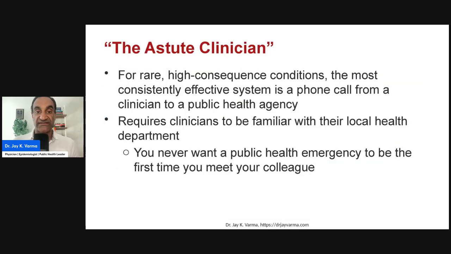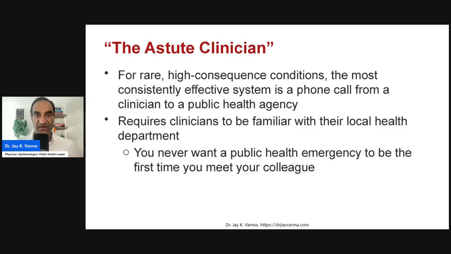Now, syndromic surveillance ideally catches all of the conditions that we're worried about, right? We're tracking cases of disease, we're tracking people with symptoms of disease, and we're tracking deaths. But it turns out that there is another form of surveillance that is critically important, and that has been hugely important in certain high profile health conditions, that we call the astute clinician. For rare, high consequence medical conditions, the most consistently effective system, it turns out, is a phone call from a clinician to a public health agency. It requires the clinician, of course, to be familiar with their local health department.